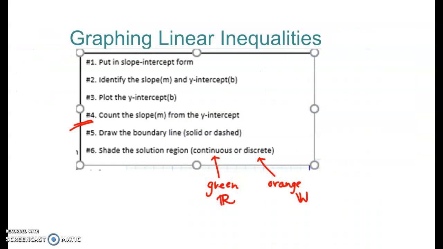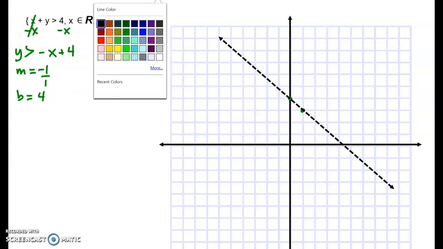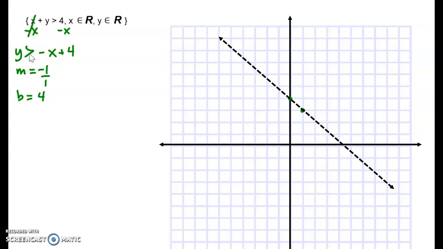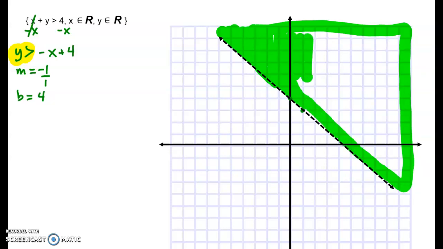If we flip back to the steps here, we just did number 5, drawing the boundary line, and we drew it dashed. Now we need to do number 6, shade the solution region on the correct side of the line. So here, if I grab my highlighter again, sorry, we're looking for everywhere where y is greater than the boundary line we just drew. So we see that y is greater than above the line, and I'm going to use green to shade it because we're using real numbers, meaning that this is a continuous solution, meaning we can use all decimals, everything between these grids, and it should look like that.